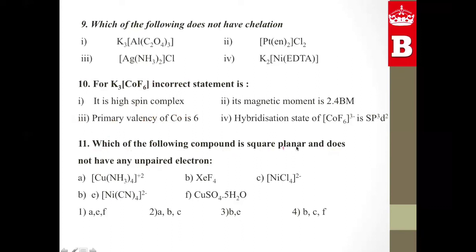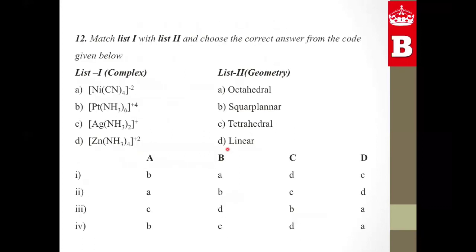Which of the following compounds is square planar and does not have any unpaired electron? For square planar, you just carry it out on your own. I think you can solve it right now. So it is up to you.